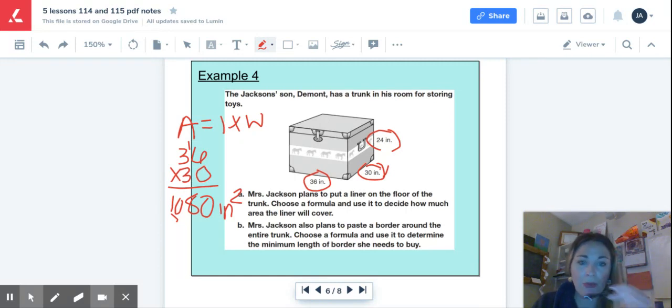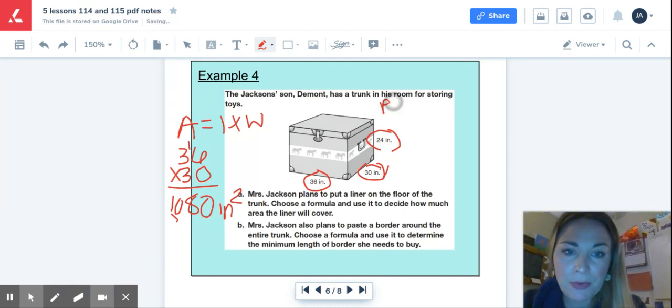So when we're talking about a border, we're not talking about filling the trunk with anything. He's going to fill that with toys. We're talking about perimeter, right? We're going around the side of the trunk. So let's see, I'm kind of running out of room, but of course we talked about perimeter is equal to 2 length plus 2 width.